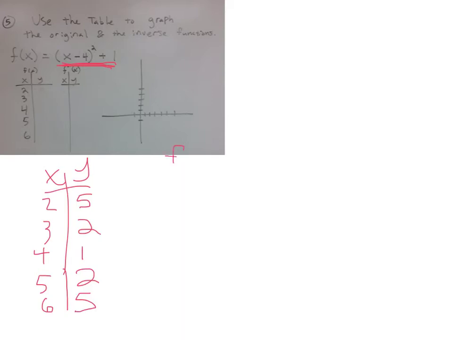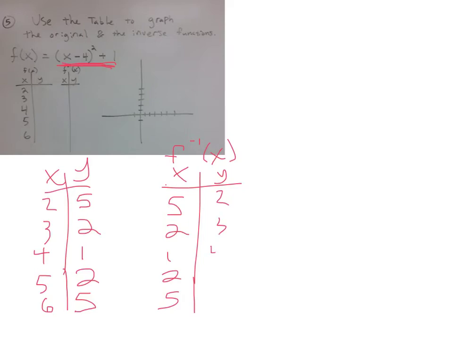So my F inverse table is going to be the exact same numbers, only now the 5, 2, 1, 2, 5 are on the left side, my x's, and then the 2, 3, 4, 5, 6 are over there.